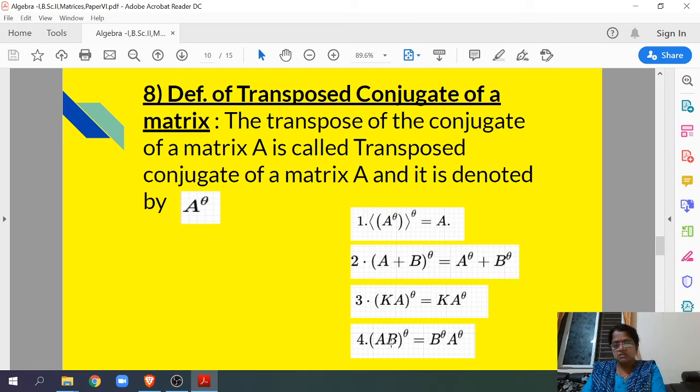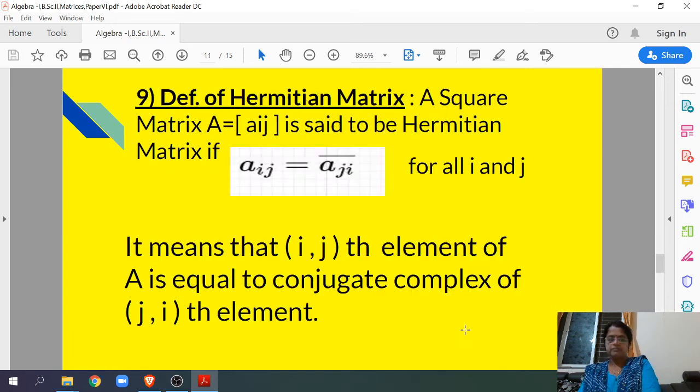Now these are the properties of transposed conjugate of a matrix, that is (A raised to theta) raised to theta will be A. (A plus B) raised to theta will be A raised to theta plus B raised to theta. (K A) raised to theta is equal to K bar into A raised to theta. (AB) raised to theta will be B raised to theta into A raised to theta.